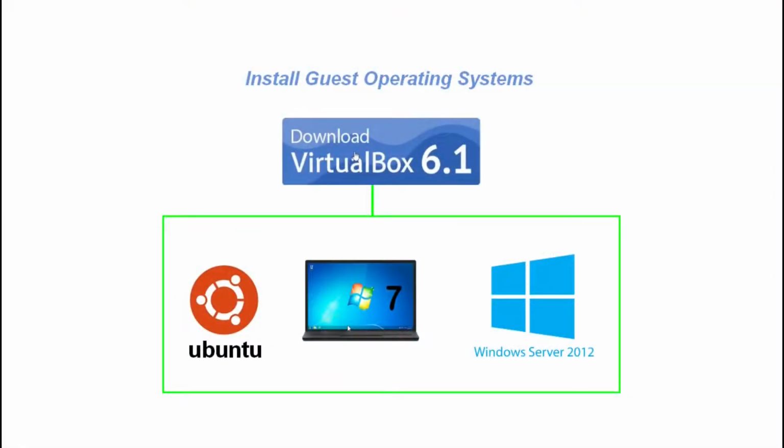All right, the next step is to install guest operating systems. Things are getting interesting now. We're going to install Windows Server 2012 in this video, and then in the upcoming video I'll be installing Windows 7 and Linux Ubuntu.